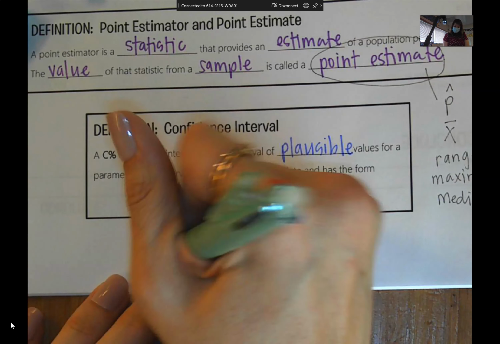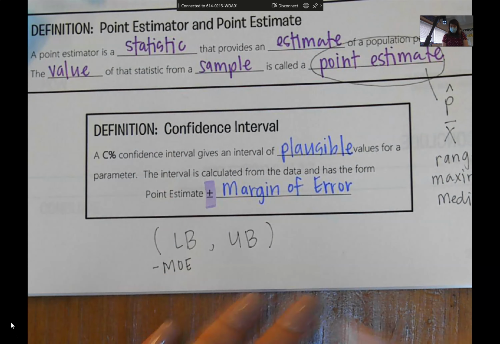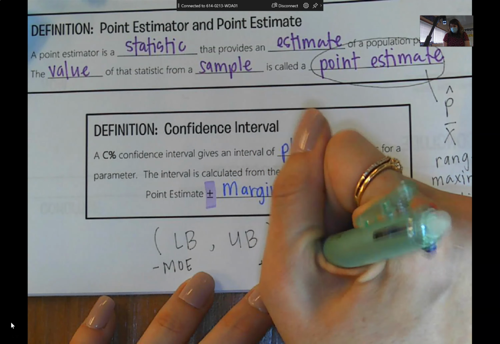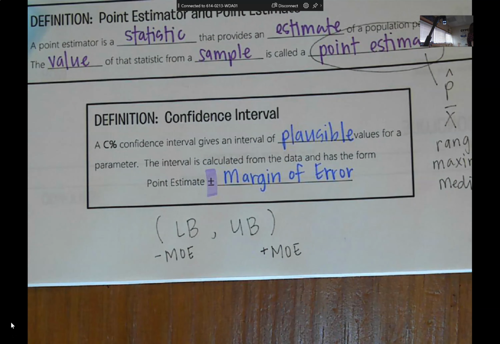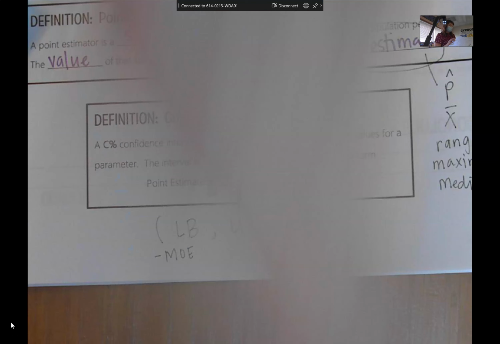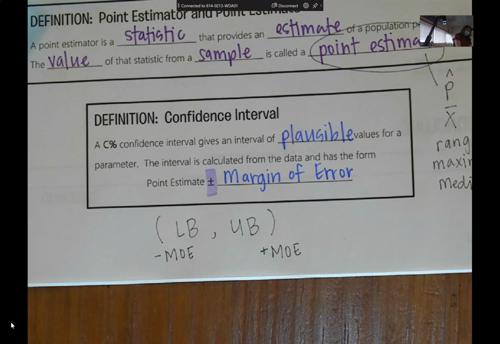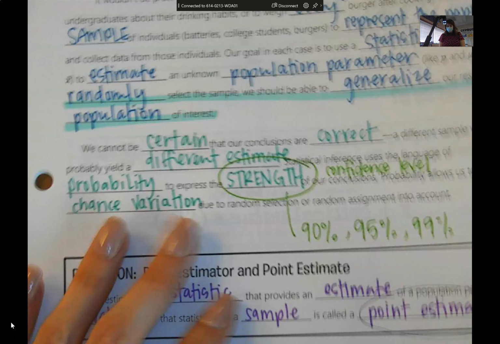You get your lower bound by subtracting the margin of error, and you get your upper bound by adding your margin of error. So you take your statistic, subtract, that's your lower bound, add, that's your upper bound. So this is a whole lot of information at once, but as soon as we do one example, I think that it all starts to come together. So our first example is on the next page.